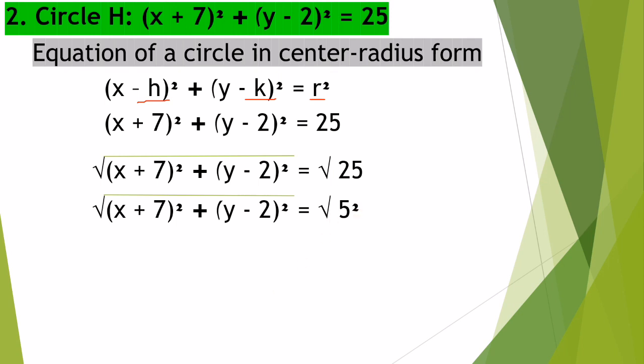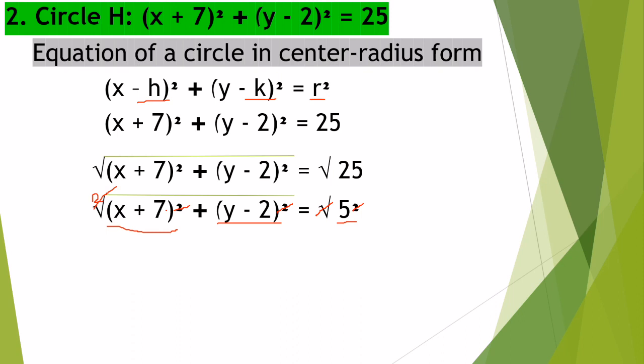Ngayon ay pwede na tayong mag-cancel. Since ang index natin ay 2 at ang ating mga exponent ay 2. So, tanggal na siya. Tanggal na rin si exponent 2 and exponent 2. Same thing dito sa right side. Tanggal na si radical sign at ang ating exponent. So, ang mga natira ay si x plus 7, y minus 2, and 5.